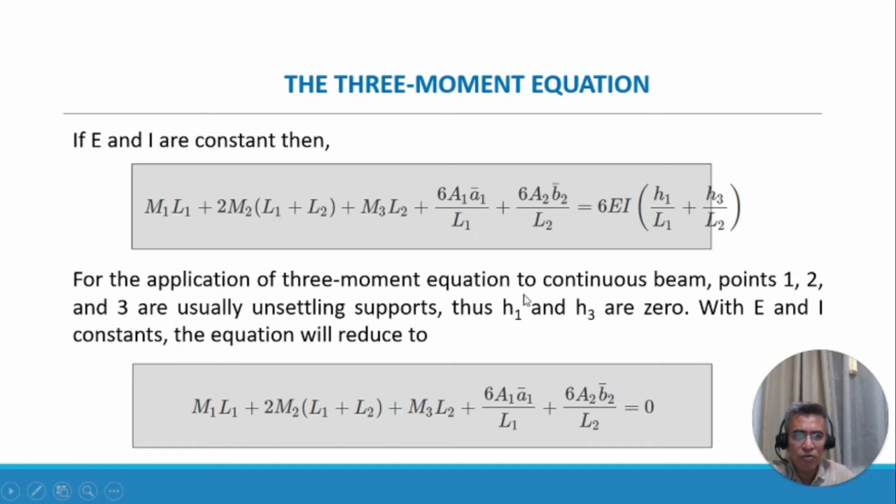For the application of the three-moment equation to continuous beams, points 1, 2, and 3 are usually unsettling supports. Thus, H1 and H3 are 0, which means the deflection is equal to 0. With E and I constants, the equation reduces to this formula: M1L1 plus 2M2 times L1 plus L2 plus M3L2 plus 6A1A1 bar all over L1 plus 6A2B2 bar all over L2 is equal to 0. This is the three-moment equation.